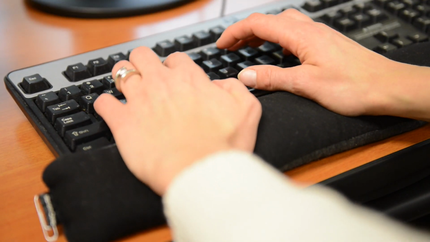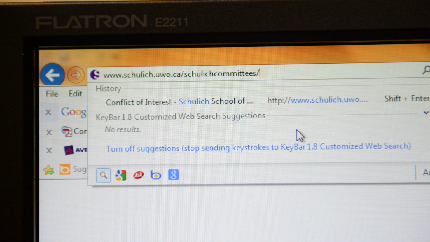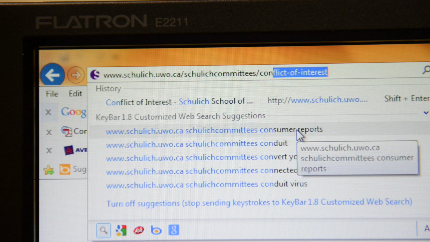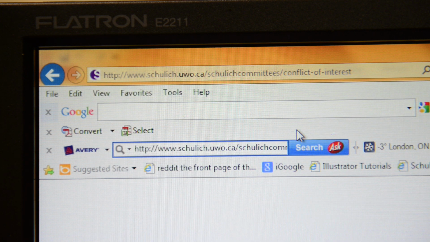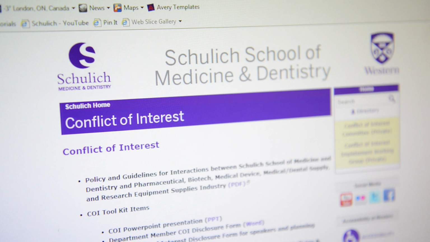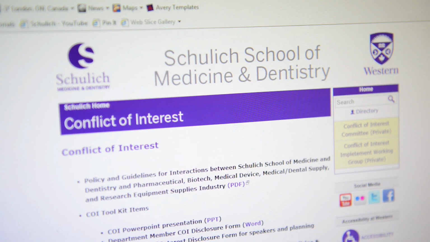The next steps to this are actually multi-leveled. The first one is that if you find yourself in a scenario where you're asking the question, is this a breach of the conflict of interest policy, you can go to the website and look it up quite readily. So that's right off the top.